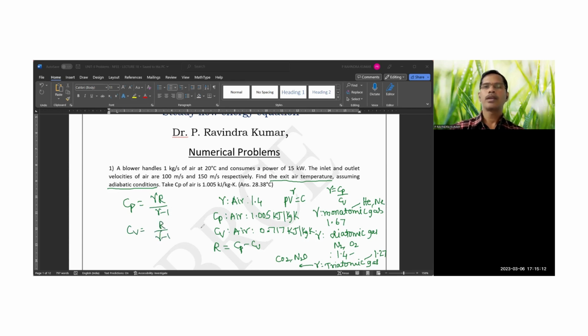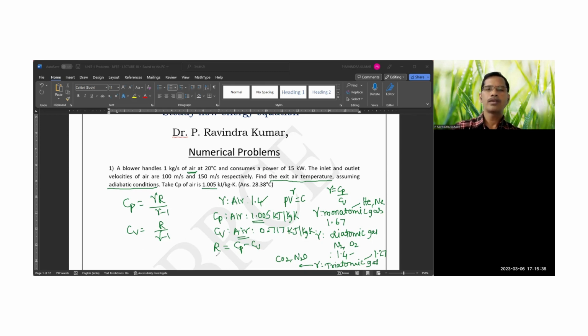These are the things that you have to get. Now here the blower has air as the working fluid. So for air, gamma is 1.4, and the standardized Cp value is 1.005. Here the value is given, but sometimes they won't give these particular values, so the student has to observe. Cv for air is 0.717 kilojoule per kg Kelvin.